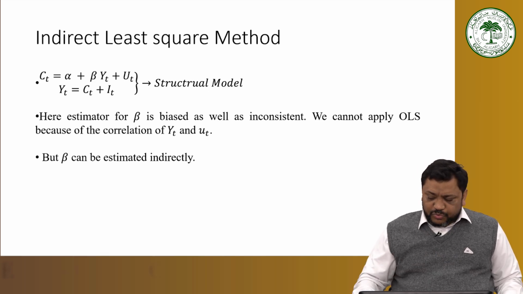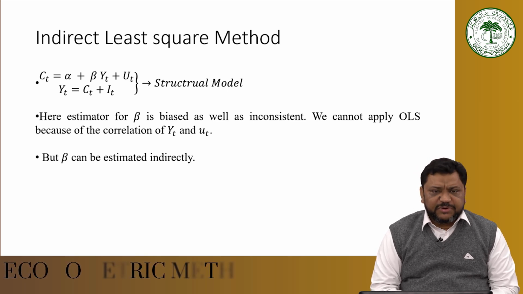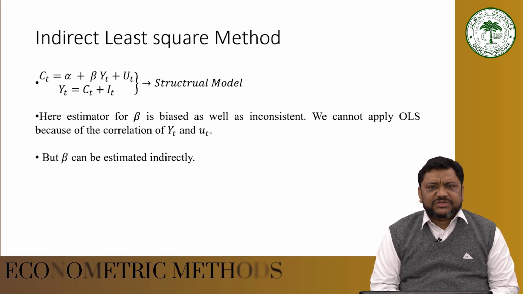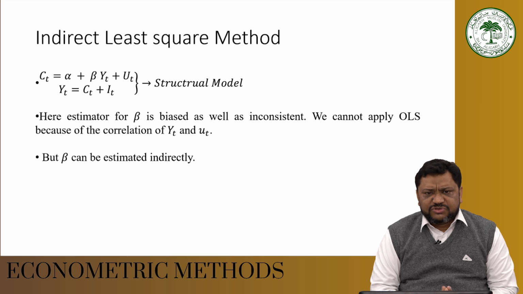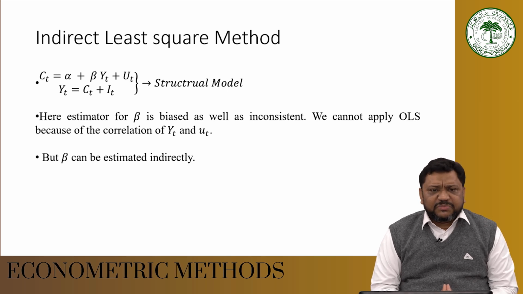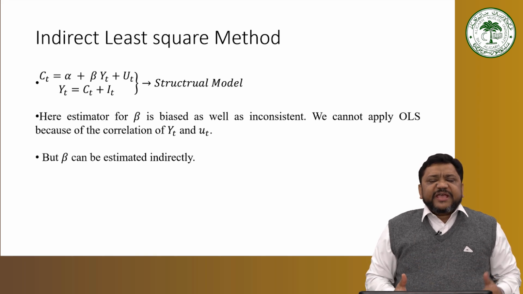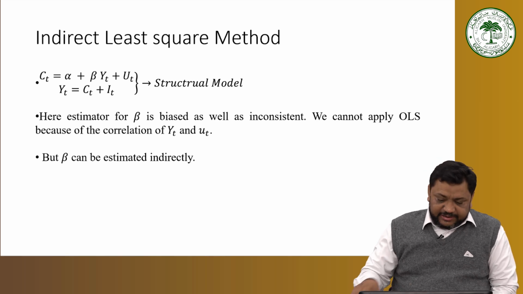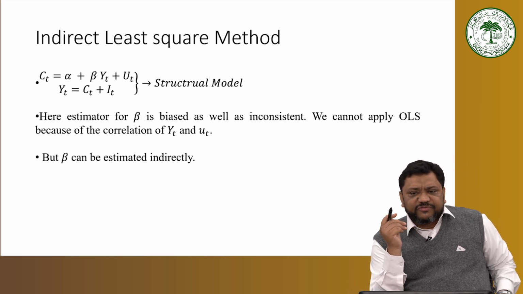So, we take a structural model, Ct is equal to alpha plus beta yt plus ut, and yt is equal to Ct plus it. We are by now clear that if we use OLS, our estimator of beta, the beta hat, will be biased and inconsistent. But the way out is we can estimate it indirectly. That is, first we obtain the reduced form of the model.